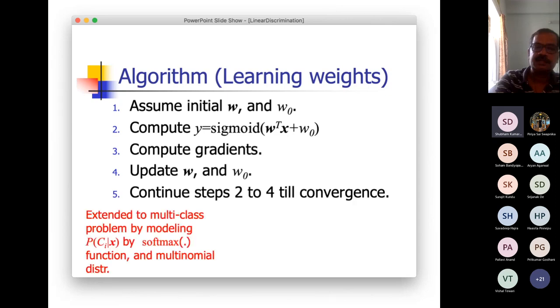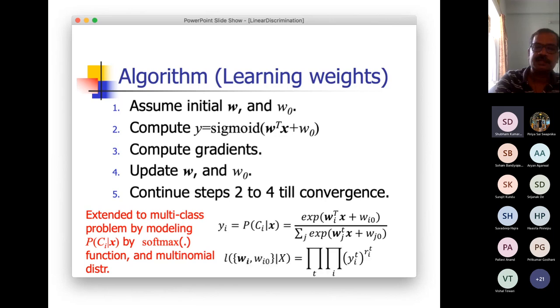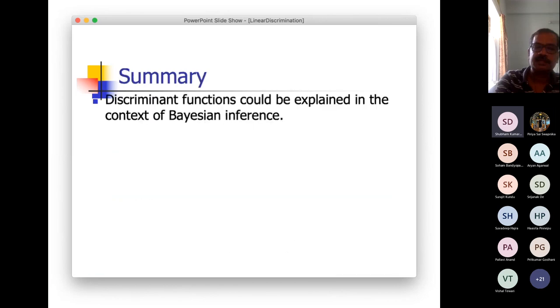You compute W and W naught, and you can extend it to multi-class. Because you are using sigmoid functions, there you can use softmax functions to compute those corresponding Bernoulli's parameters, the corresponding probabilities, the posterior probabilities, and this is your likelihood function. So you can just modify your problem in the same spirit. So with this, I think we have covered mostly whatever we wanted to cover under this topic.